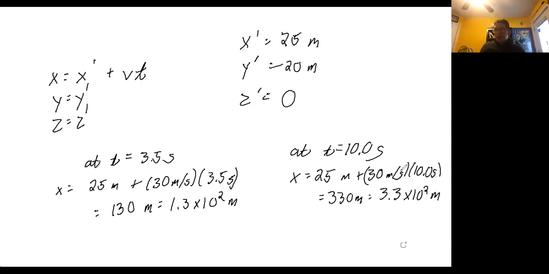So again, it's physics 4, but you still need to keep track of significant figures the right way. And so with that, that's the transformations. And then y is just 20 meters and z is equal to 0. Those don't change throughout the process. Again, we're assuming v to be in the positive x direction unless specified otherwise.